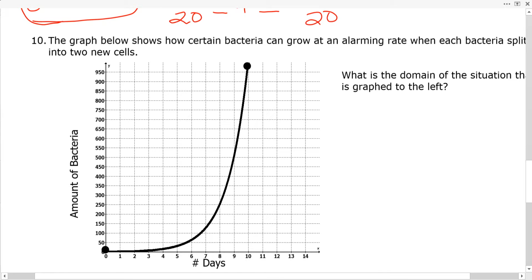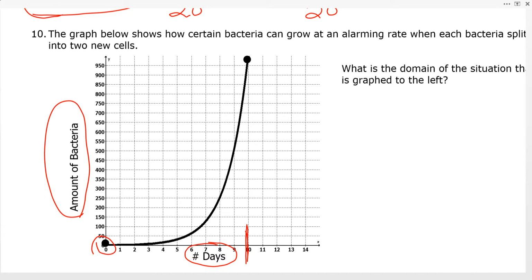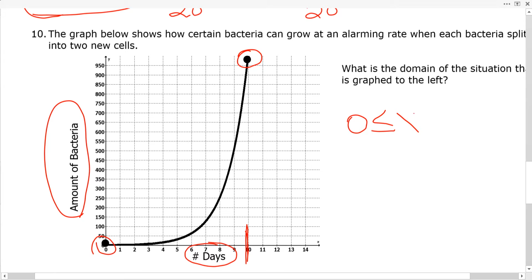Okay, so here's a graph that shows bacteria growing at an alarming rate, which bacteria tends to do. Okay, so we have the domain is the number of days, and the range is the amount of bacteria. So the domain goes from 0 to, we're going to assume it goes to 10. It probably is like one of those graphs from yesterday where it approaches 10, but we're going to go ahead and call it 10 with that big old dot right there. So 0 is less than or equal to x is less than or equal to 10.